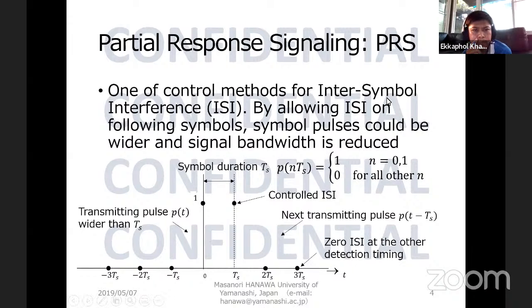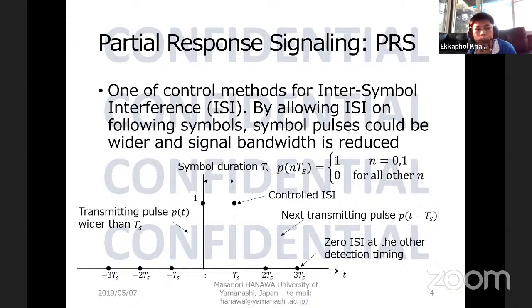Well, first of all, what is partial response signaling? It's one of the control methods for inter-symbol interference of communication signals. Do you know what inter-symbol interference is? It is because of the dispersed signal itself.